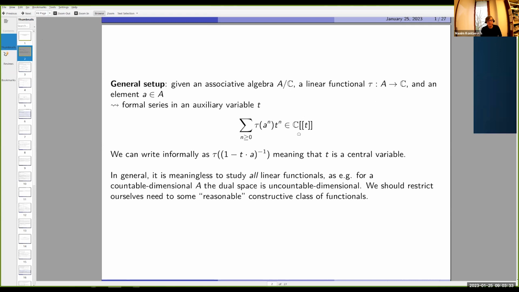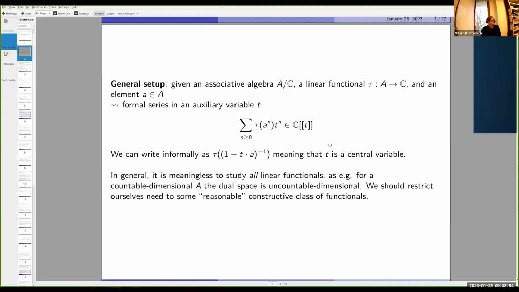Formally, we can write it as a kind of sum of a geometric progression, as the functional applied to 1 over (1 minus t times a), where t will be considered as a central variable. So that's the equation to study.